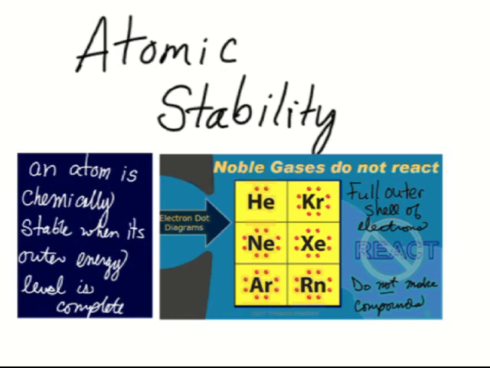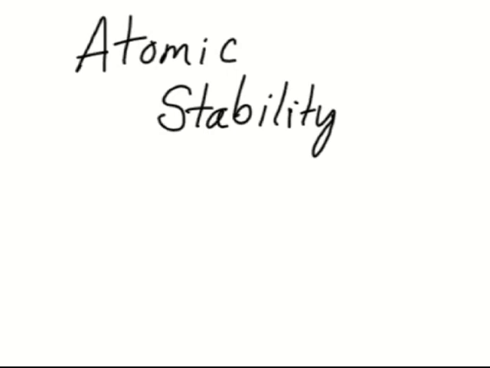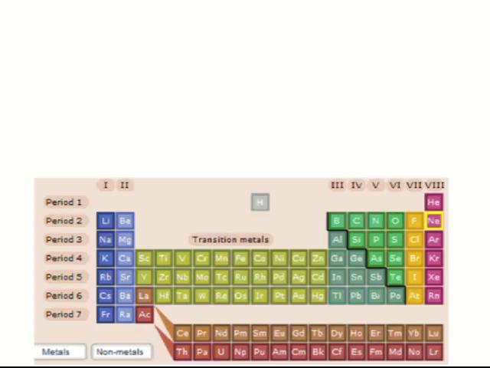The noble gases do not react because they have a full outer shell. They do not make compounds. They are electrically stable. Look at the electron configuration to figure out how stable atoms are.